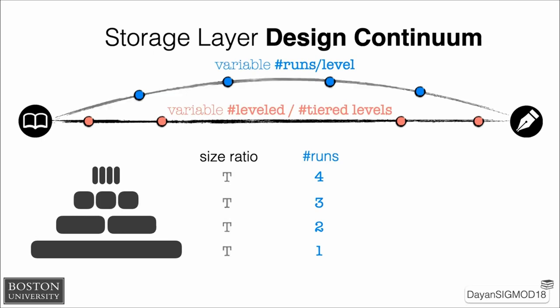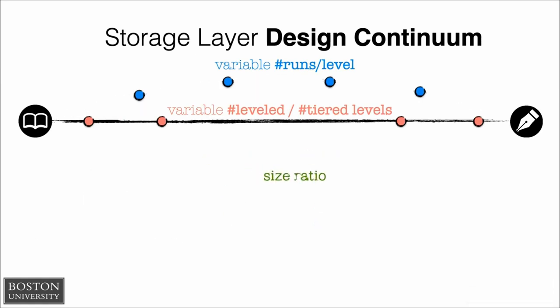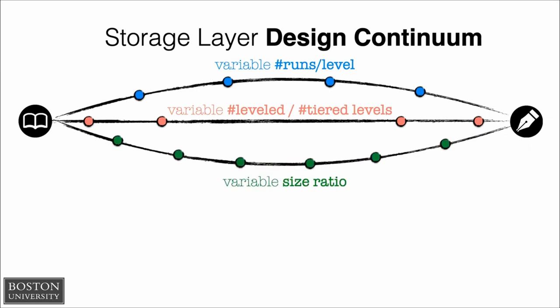And the third continuum, let's say, is the one that allows us not only to have different number of runs per level, but also allows us to have different size ratios. So if we allow the size ratios to dynamically change, we can actually adapt to the specific workload whenever this is needed. And this creates a third spectrum where we allow variable size ratio, and we can vary our design to be more read optimized or more write optimized.